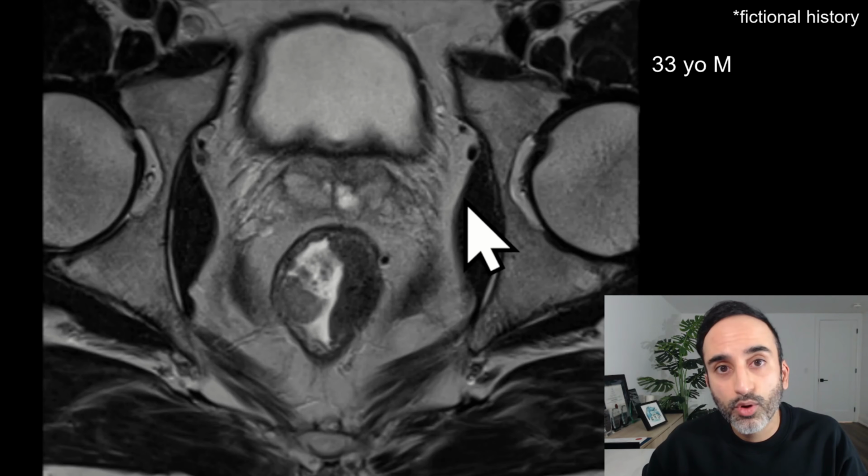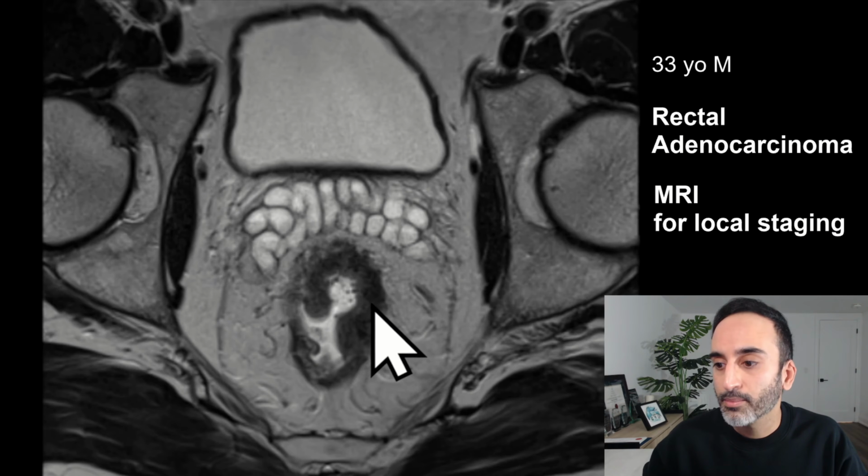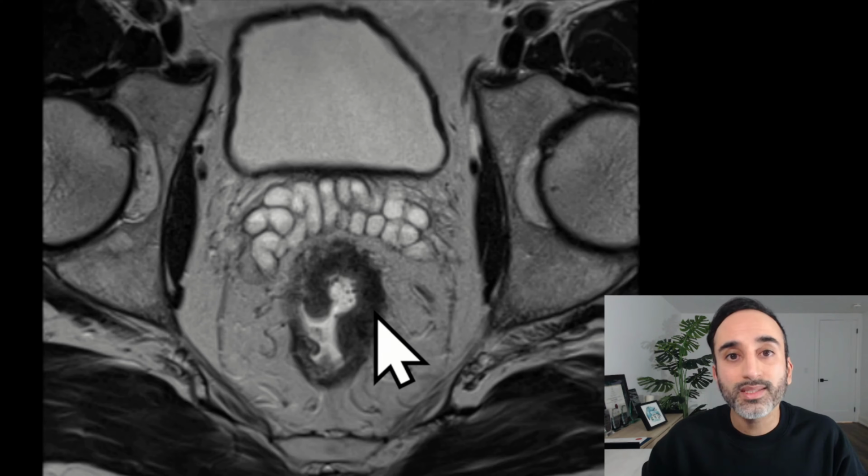So a 33-year-old man has some rectal bleeding and has a colonoscopy that finds a rectal cancer. This is his rectal MRI performed for local staging, and this is his rectal cancer here. Now, what we say about this rectal MRI is going to help determine this young man's prognosis, and it's going to help determine what happens next.